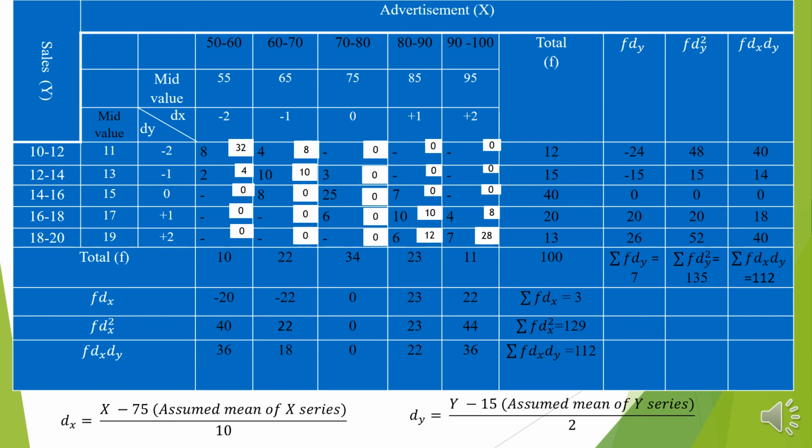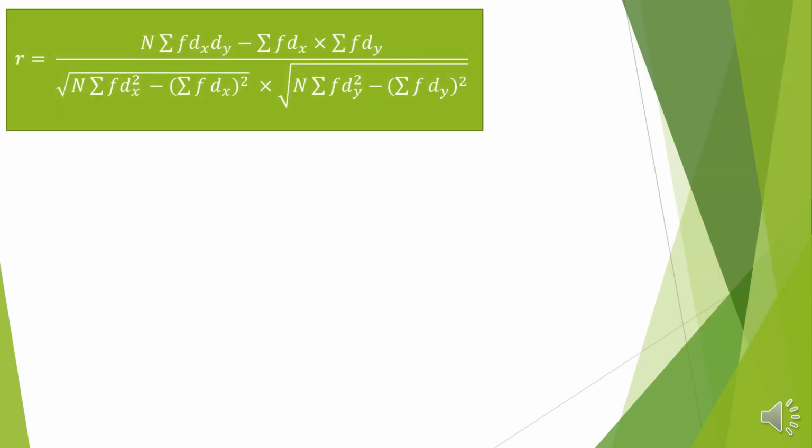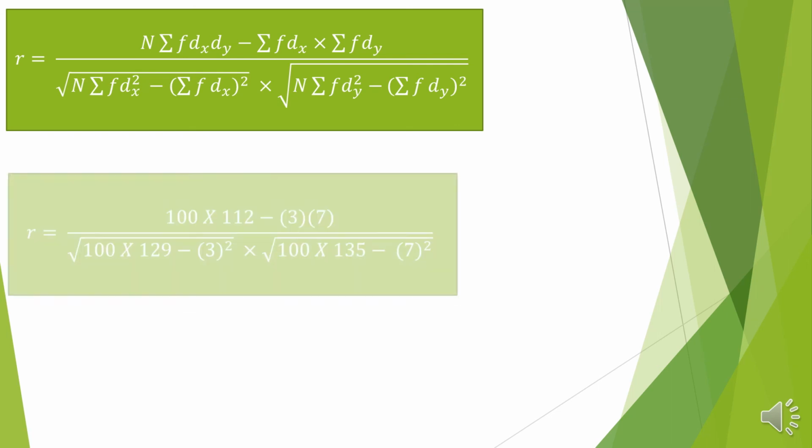So with this we got the values for all the required items in the formula. For example, we have summation f dx, summation f dy, summation f dy square, summation f dx square, summation f dx dy, everything is there. So we'll move on to the formula and apply it. This is the formula, so I am not going to repeat it. All the inputs are there in the previous slide, so we'll directly apply them.